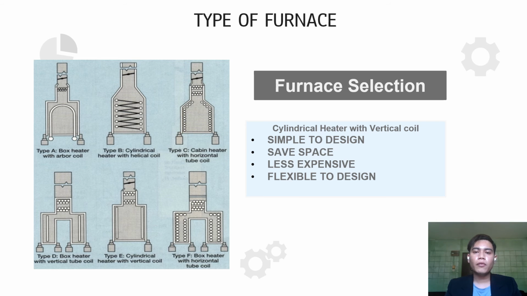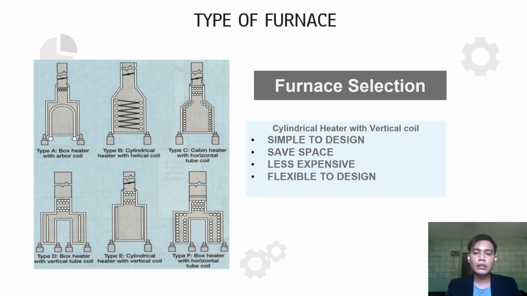These are the types of furnace that are available in the chemical processing plant. First, we have box heater with a bow coil, cylindrical heater with helical coil, cabin heater with horizontal tube coil, box heater with vertical tube coil, cylindrical heater with vertical coil, box heater with horizontal tube coil.